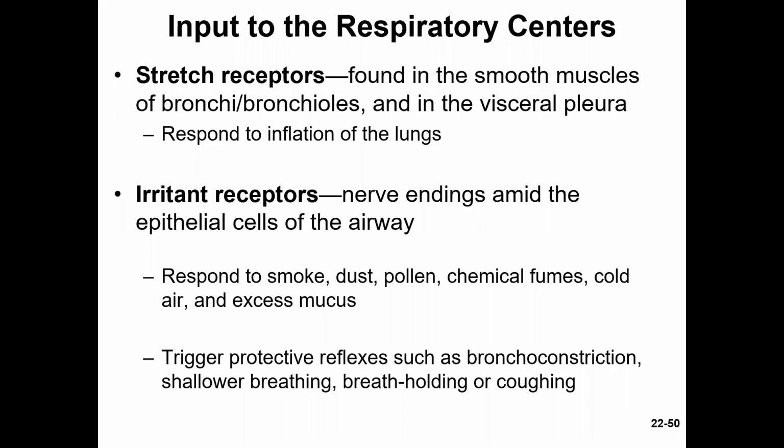Then we have stretch receptors that are found in the smooth muscles of the bronchi and the bronchioles and in the visceral pleura. They respond to inflation of the lungs. We have irritant receptors. These are nerve endings amid the epithelial cells of the airway. They respond to smoke, dust, pollen, chemical fumes, cold air, and excess mucus. They trigger protective reflexes such as bronchoconstriction, shallower breathing, and breath holding or coughing.